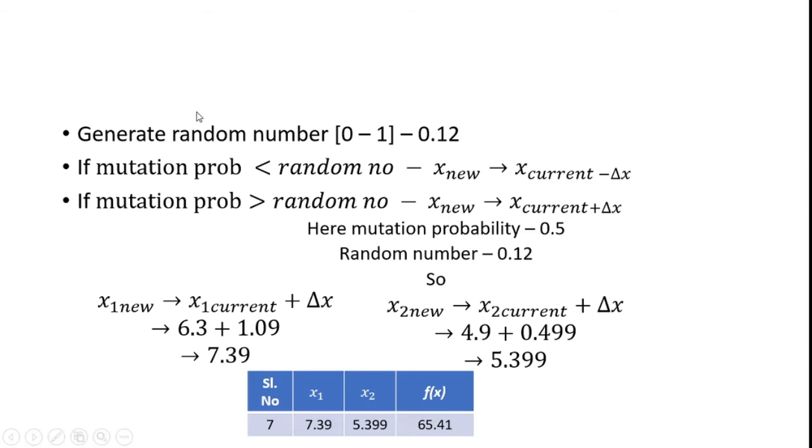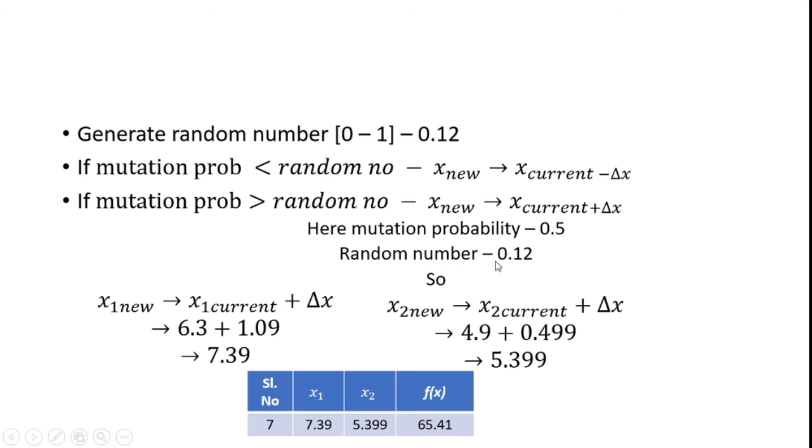From these found values I can generate the new points for x1 and x2. For that reason I generate a random number again within 0 to 1, and I got 0.12. Now for mutation I compare the generated random number with the mutation probability. As I already told, for ant colony optimization the mutation probability is 0.5. The formulas are: if the mutation probability is less than the random number, I use x current minus delta x. If the mutation probability is greater than the random number, I use x current plus delta x.